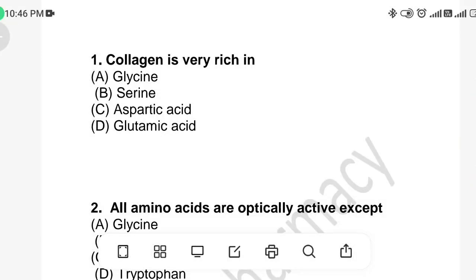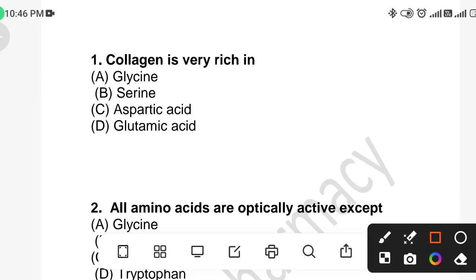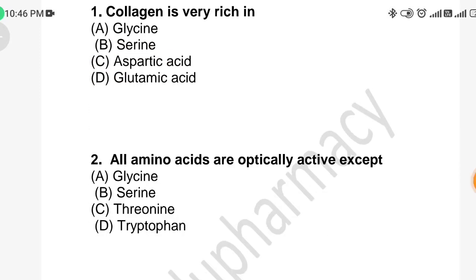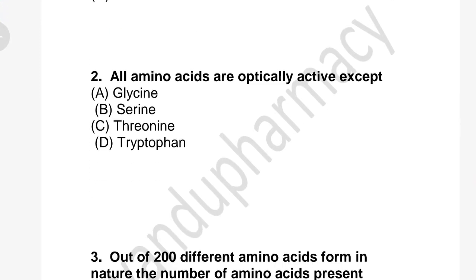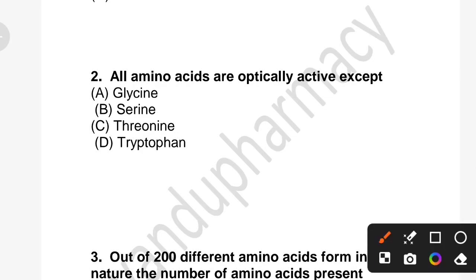First question, collagen is very rich in option A glycine, option B serine, option C aspartic acid, option D glutamic acid. Right answer is option A, glycine. All amino acids are optically active except option A glycine, option B serine, option C threonine, option D tryptophan. Right answer is option A.